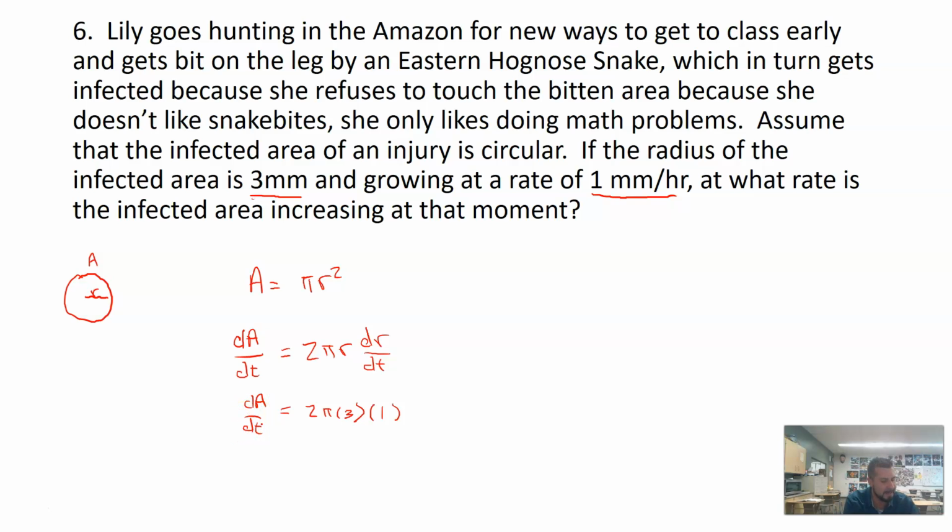If I put that into my calculator, what I get for a decimal answer is 18.850. And again, don't worry about units on these problems. It would be square millimeters per hour, but don't worry about that. It's really not that big of a deal. So that would be your answer for number 6.